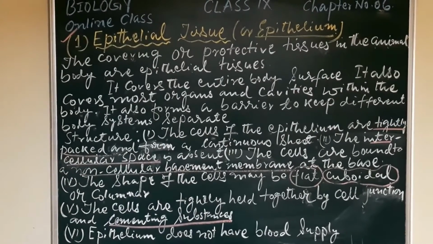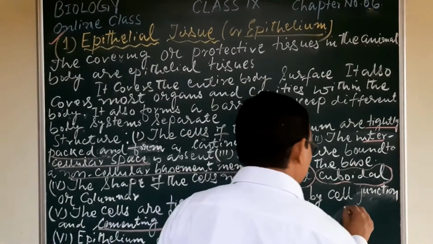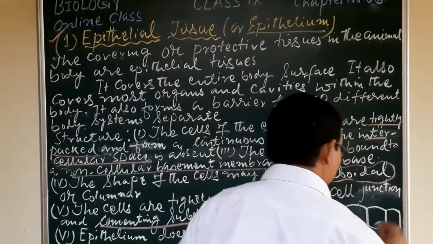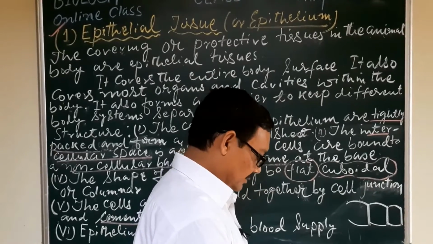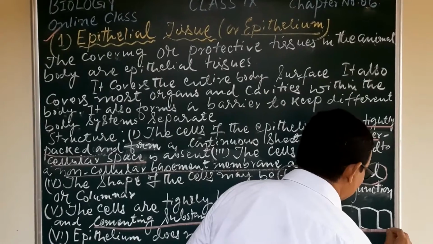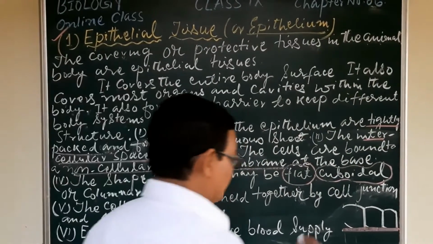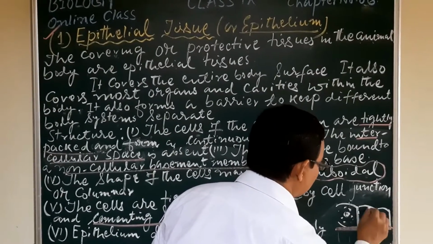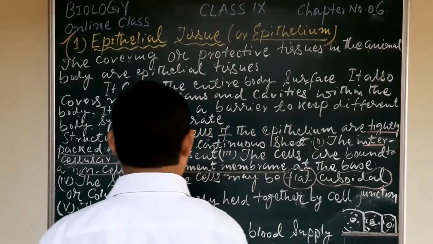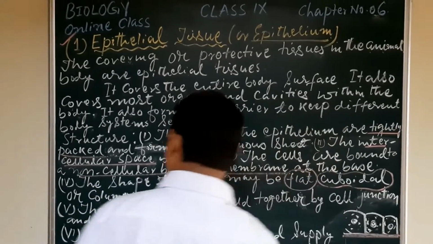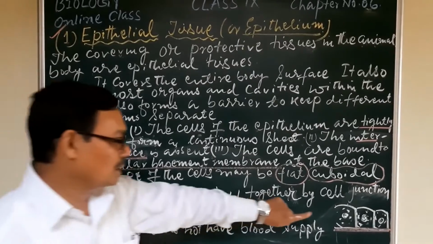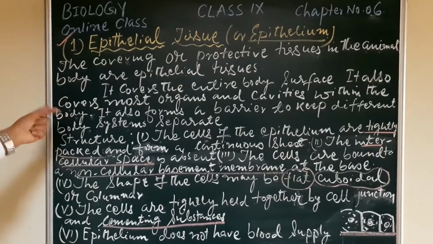Next point, the cells are tightly held together by cell junctions and cementing substances. This is also one of the important points. Like when there is a cube shape, one important thing here is the basement, the non-cellular basement. And these two cells are held tightly together with the help of the cementing substances. There is no blood supply to these cells. So these are some special features.